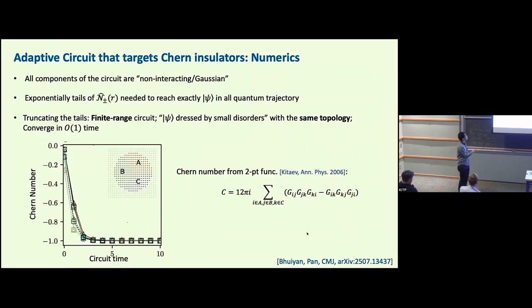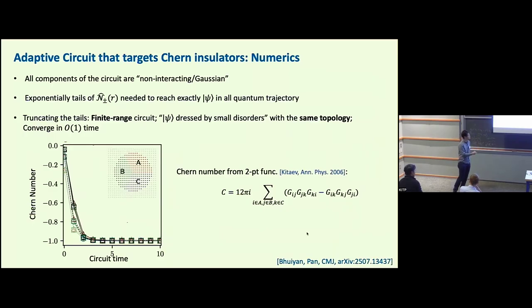These tails are there to ensure that you can hit this state exactly every time. If you truncate out the tails, the state that you end up in the long time limit will basically still be psi dressed by some small amount of disorder. But the key thing is, if you don't truncate too violently, the topology stays exactly the same. So the state will have a little bit of variation over runs, over time, but the topology is going to be the same.